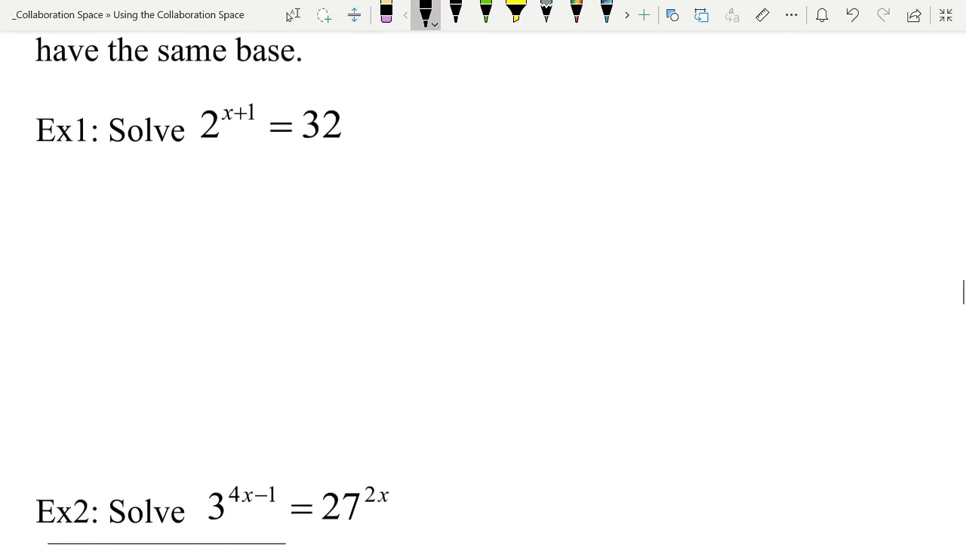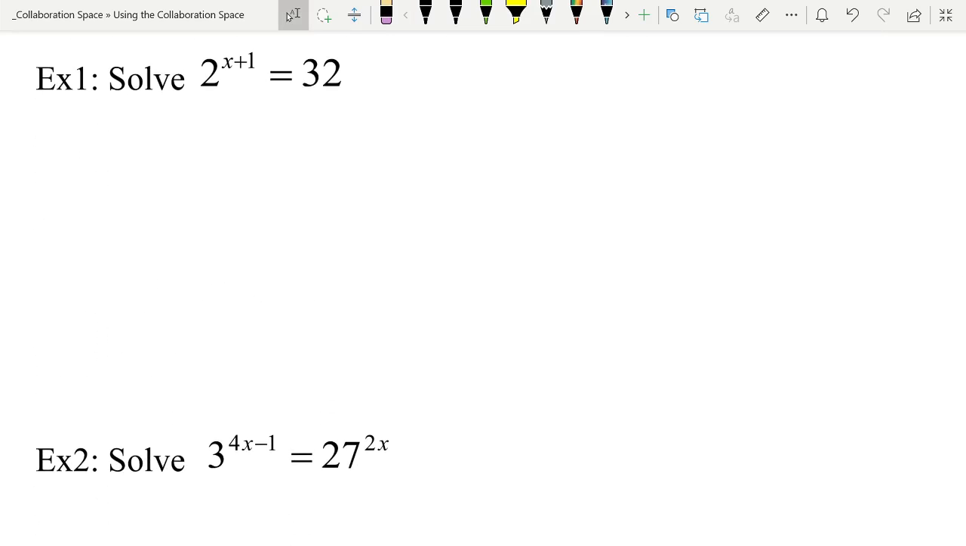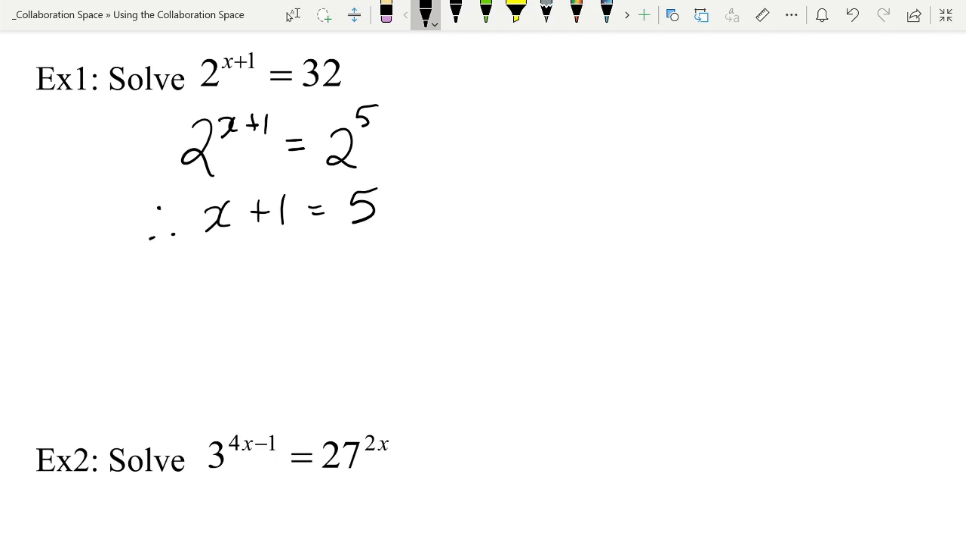And let's do some. All right, 2 to the power of x plus 1 equals 32. Well, the only way I'm going to solve this is if 32 is written as a power of 2. So now they have the same base. So now I conclude that this equation, actually some teachers even make their students say therefore, just to make them realize, oh yeah, that's not the same equation. I just made up a new equation based on previous information. So there we go. So x is equal to 4.